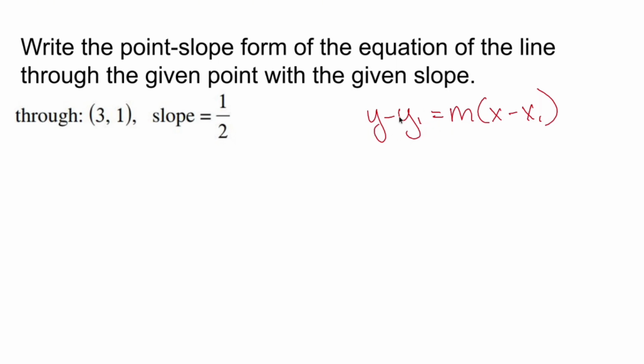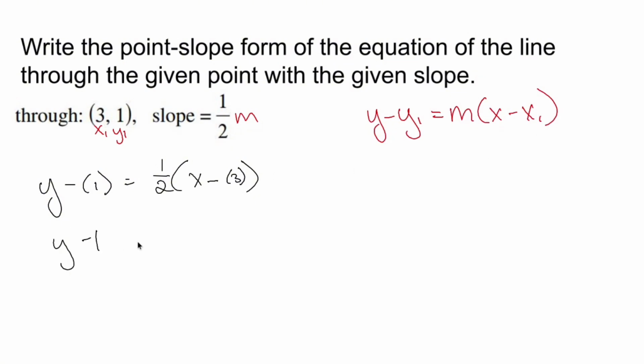So in order to do point-slope form, you label your point x sub 1, y sub 1, and you label your slope m. So I have everything I need. I just take that and plug it in. y minus y sub 1, which is 1, equals 1/2 instead of m, times the quantity x minus 3, with 3 for x sub 1, right? And then get rid of the parentheses and you're done.